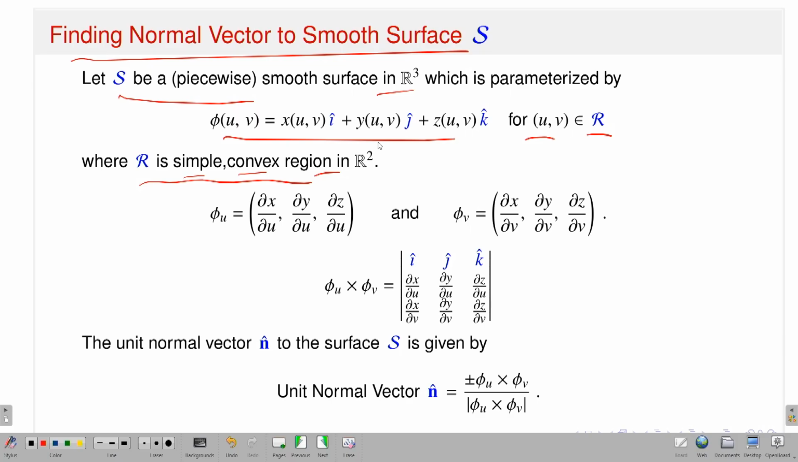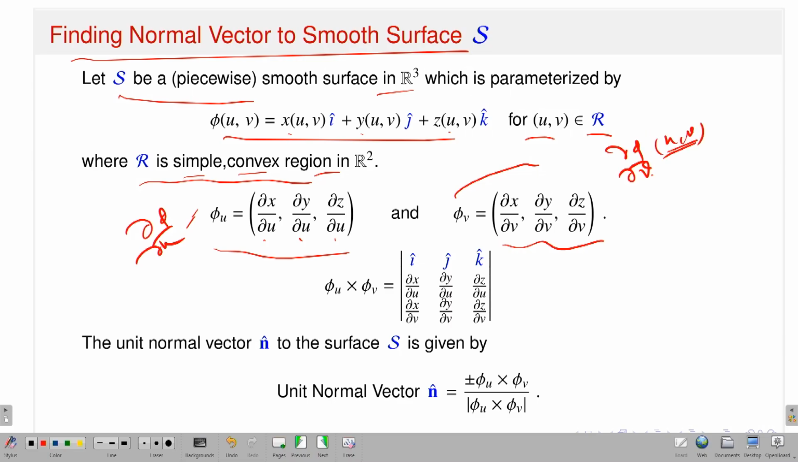For that, once I have a parameterization, first you consider phi u, that means del phi del u. What are the components? This is del x del u, del y del u, del z del u, because phi has components x, y, z. So del phi del u is nothing but del x del u, del y del u, and del z del u. That is the first part. What is del phi del v? Again, I am talking about del phi del v at the point (u,v). Though I have not written (u,v) here, it automatically means that I am talking about the partial derivative of phi at the point (u,v). So del phi del u is this expression, del phi del v is this expression.